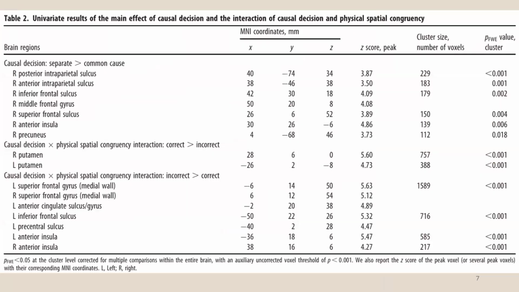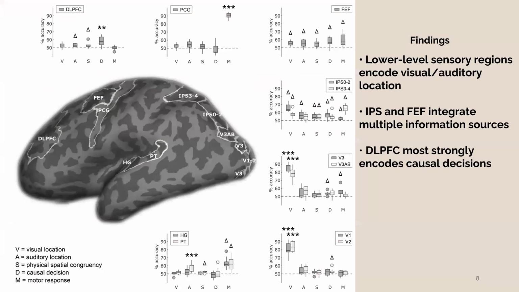Okay, I think that's all I had to say about this table. And another image. Now this time they plotted the accuracies for 5 different measures. These are the visual location, auditory location, physical spatial congruency, causal decision, and motor response.